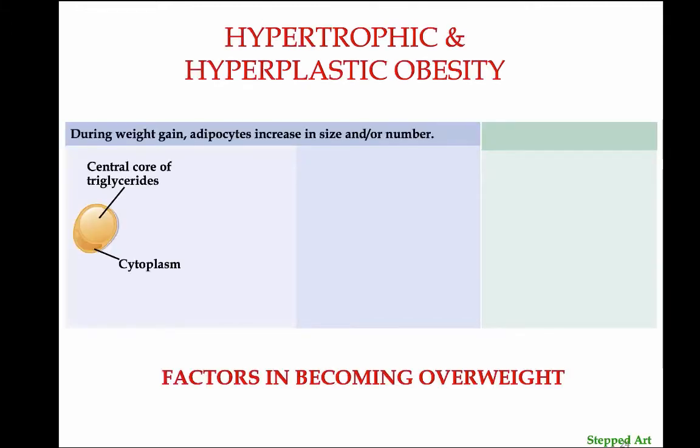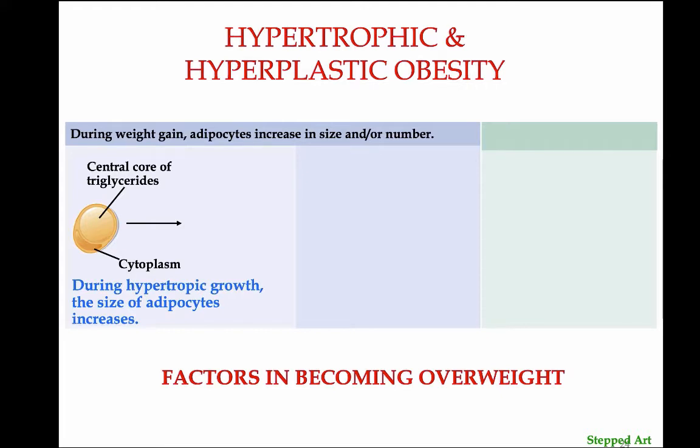This is a fat cell. It has a mitochondria, it has a nucleus, it has cytoplasm like all other cells, but it has this central core of triglyceride, and triglyceride is a type of fat. During weight gain, fat cells increase in size and or number.